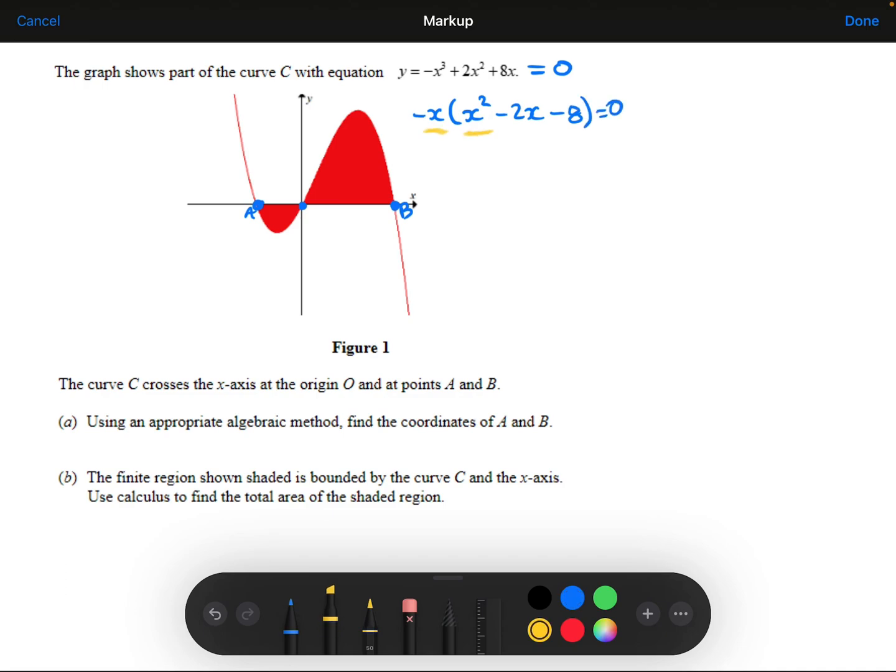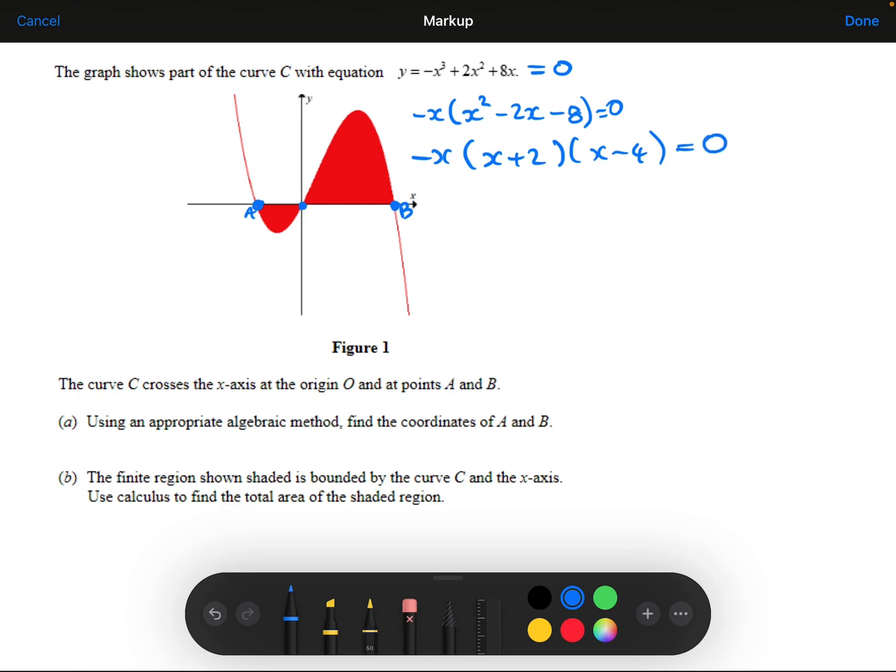So this times this is this. This times this is this. And this times this is that. I can now factorise that quadratic easily. That's why I wanted to take the minus outside. So I'm going to have a plus 2 and a minus 4.